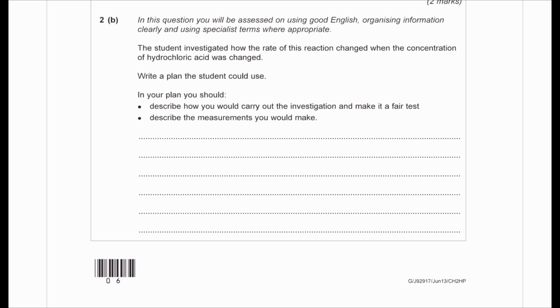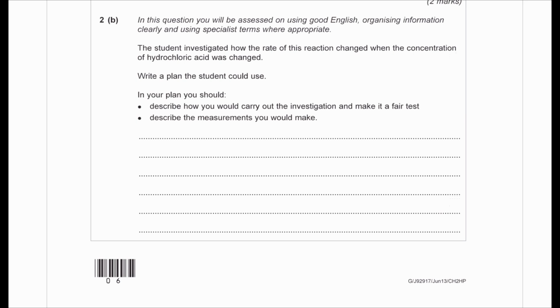Okay, so 2B, we're told straight away that we're going to be assessed for our use of English. And so we need to make sure that we're writing in full sentences and we've done everything in order. So it says the student investigated how the rate of this reaction changed when the concentration of hydrochloric acid was changed. Write a plan the student could use. And in the plan, we should describe how we'd carry out the investigation and make it fair, and describe the measurements that we would make.